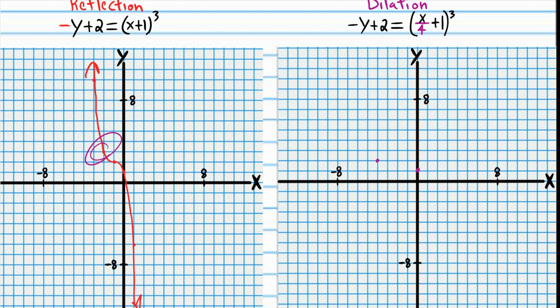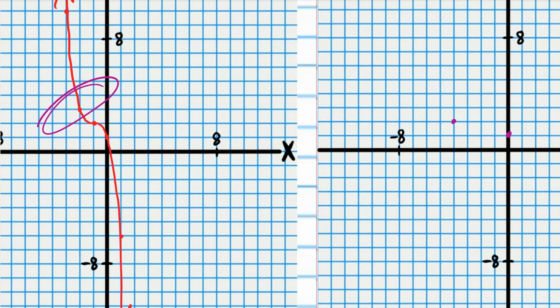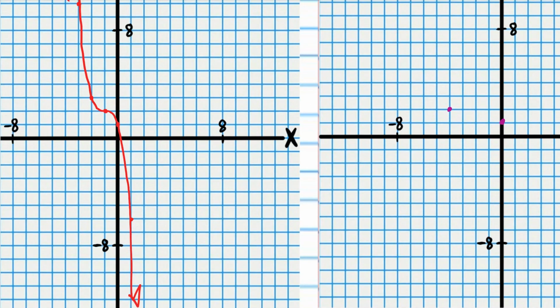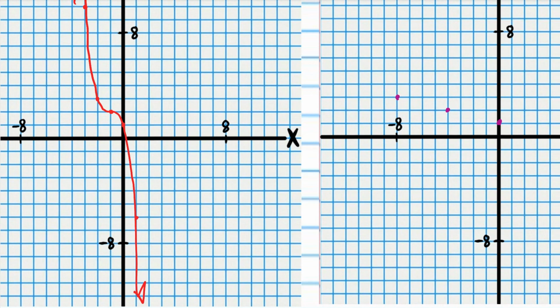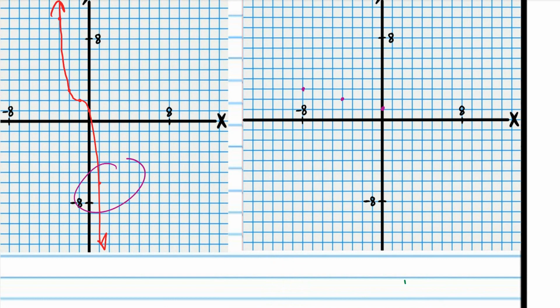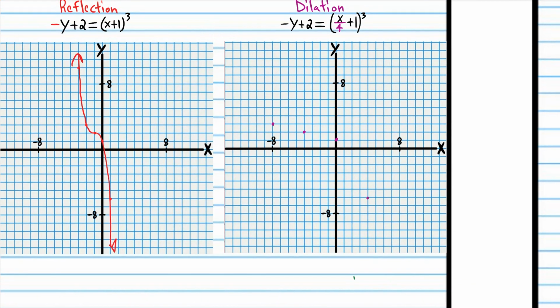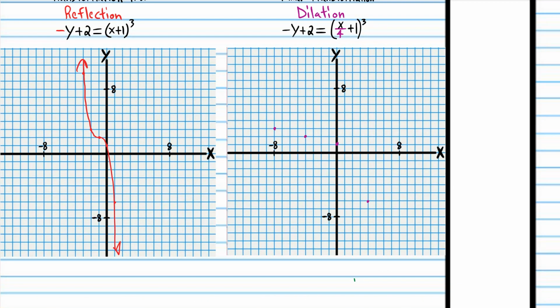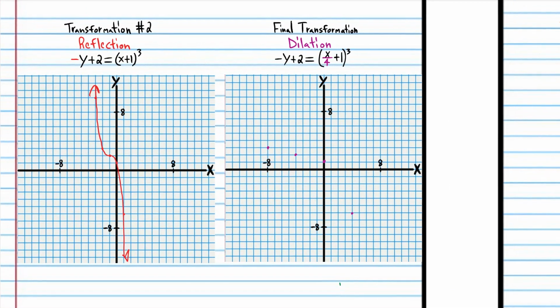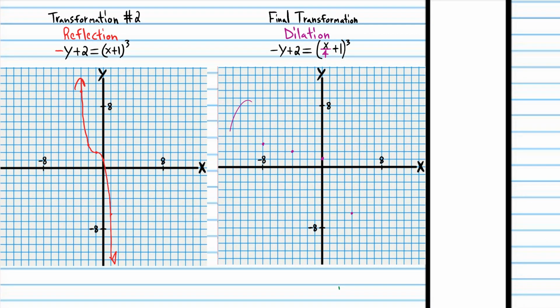And the x value of this point here is negative 2. So multiplied by 4, you get negative 8. So that point went there. And this point here has an x value of 1. Multiplied by 4, we get 4. So there. And I think we might be able to find maybe one more point over here.